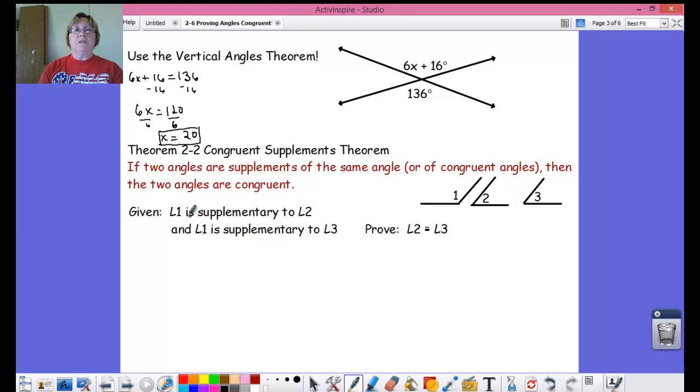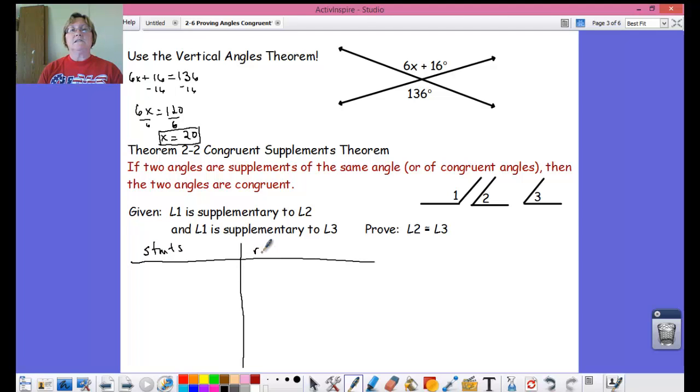Folks, this is also a geometric theorem that can be proved using algebraic methods. In fact, it'll work out, I think, very similarly to the proof that we just wrote a moment ago. We already have given information, okay? I know one thing for sure. We're going to have to know what it means to be supplementary, so I'm going to ask you to think about that while I'm setting up my T-chart. Statements on the left, reasons on the right. As we work through this, we want to be able to go from supplementary angles to congruent angles.